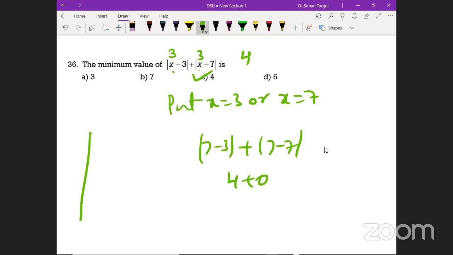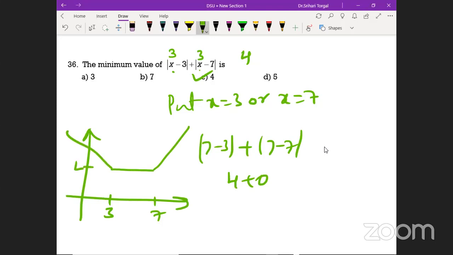I told you that the graph will look like this. Here at 3 and here at 7, and the minimum value is 4 here. The graph looks like this. The minimum value is 4. No, it is not the minimum value they have asked, not the minimum at.